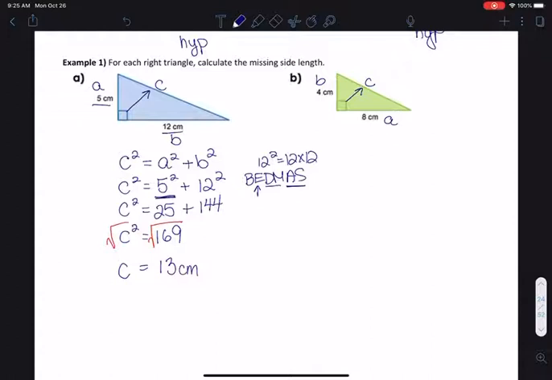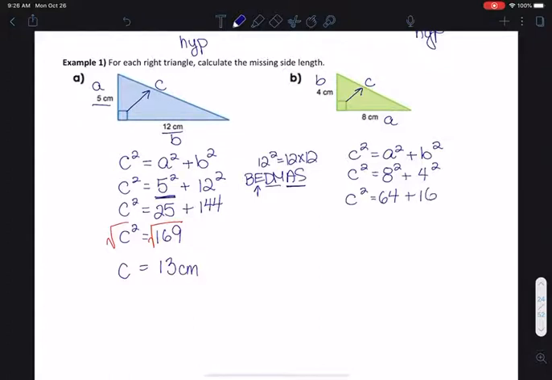To do this one, once again I'm solving for C, so I'm going to say C squared is equal to A squared plus B squared. So C squared is equal to, well, A is 8, so 8 squared, plus B is 4 squared. I'll do each of those. 8 squared is 64, plus 4 squared is 4 times 4, which is 16. I'll add those together to get C squared is equal to 80. And now I actually need a calculator, and I don't know how to pause this, so fast forward for a moment while I search for a calculator.